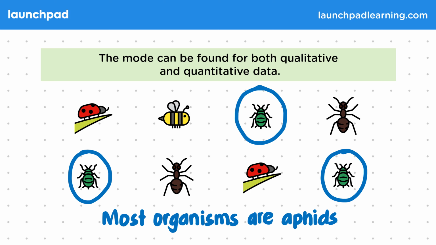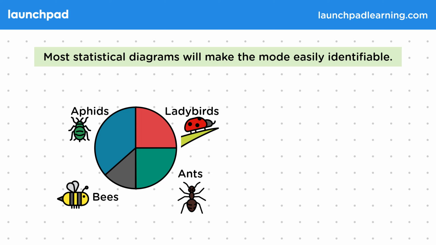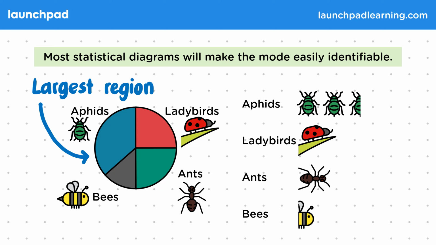In what ways can we easily identify the mode for a data set? Most statistical diagrams will make the mode easily identifiable. This is a pie chart. These aren't specifically mentioned in biology, but you would have met them in maths, and you might see these charts in exams. Pie charts show proportions within populations. And this is a pictogram, which shows frequencies as parts or wholes of a picture. Both of these diagrams have used the same dataset.